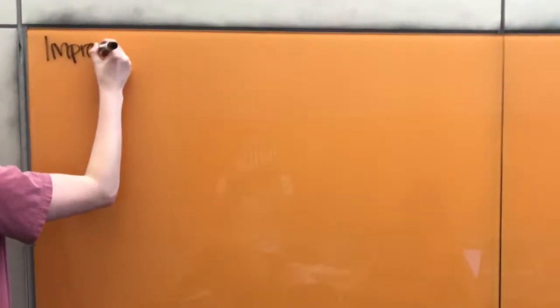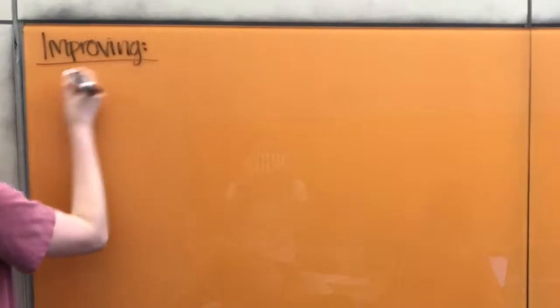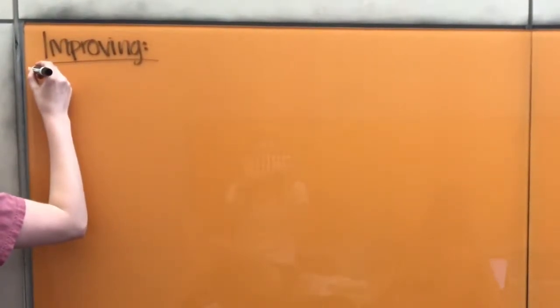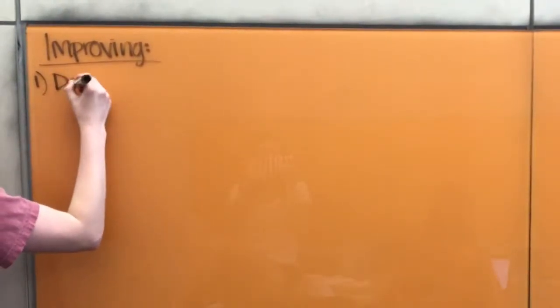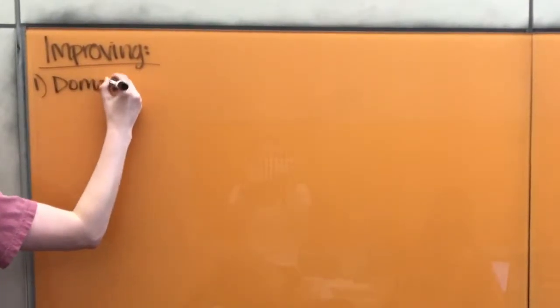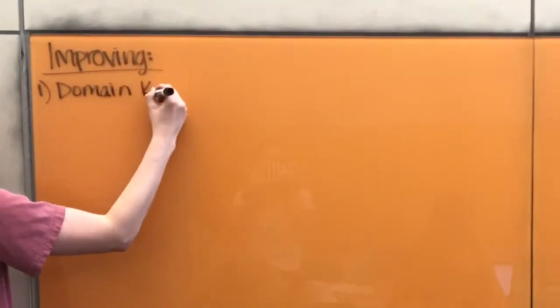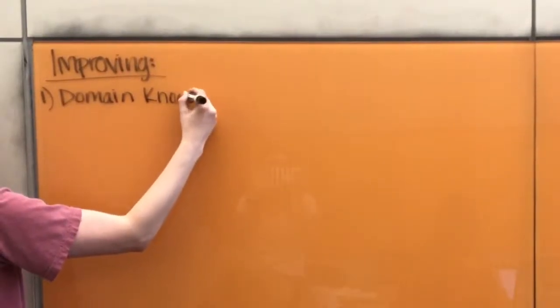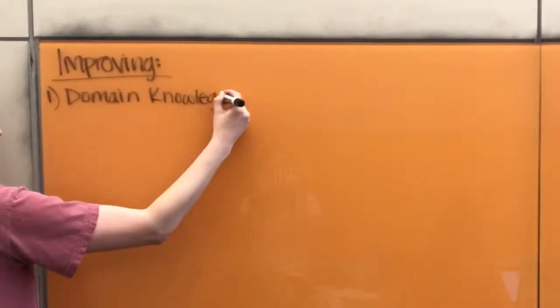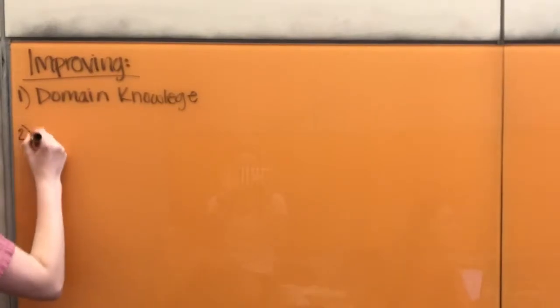Fortunately, there are many ways to improve your problem-solving skills. The first is to increase your domain knowledge. This involves learning more about whatever you're interested in. The more knowledge you have on a topic, the easier it will be to apply this knowledge towards finding a solution. Another way to improve problem solving is to automate some of the components.